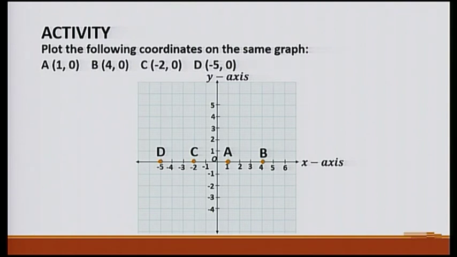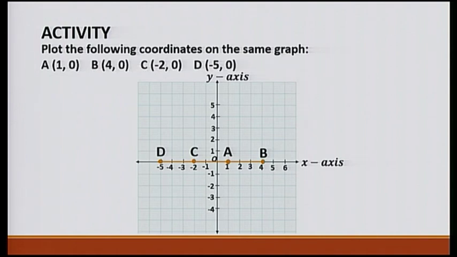All points on the x-axis have their y-coordinate 0. They are in the form (x, 0). Now let's join the points. What do you observe? We observe that when we join points having the same y-coordinate, we obtain a horizontal line.